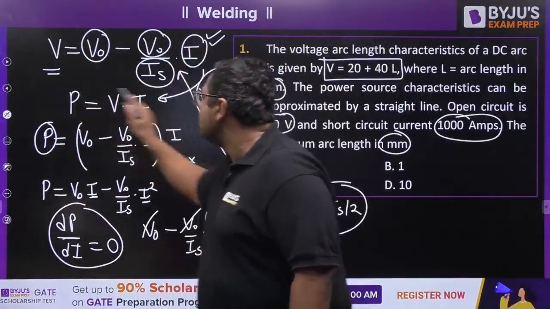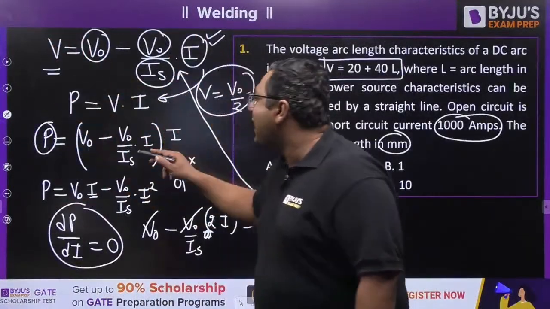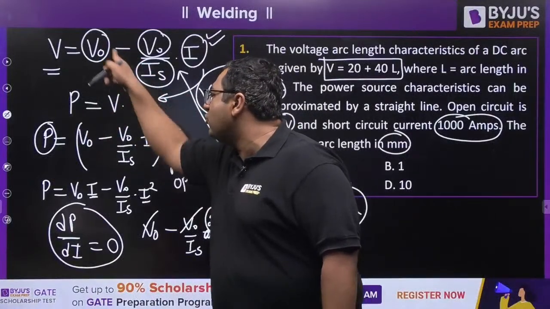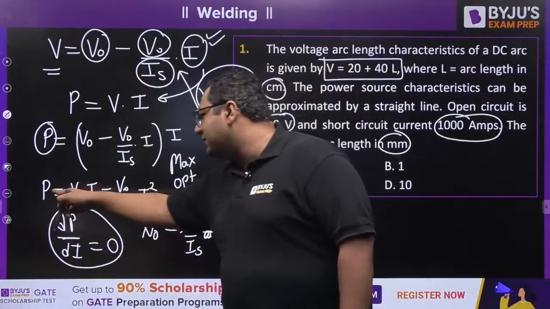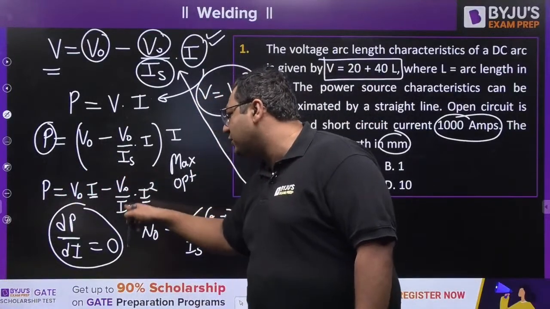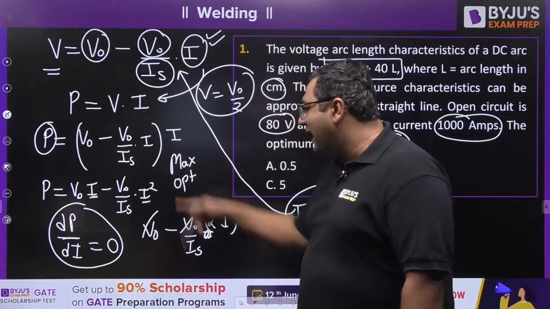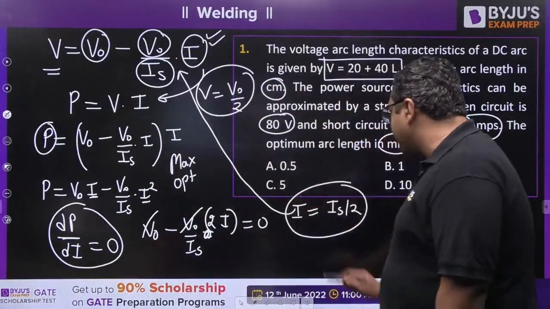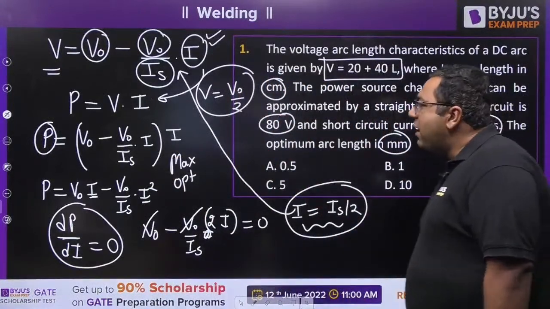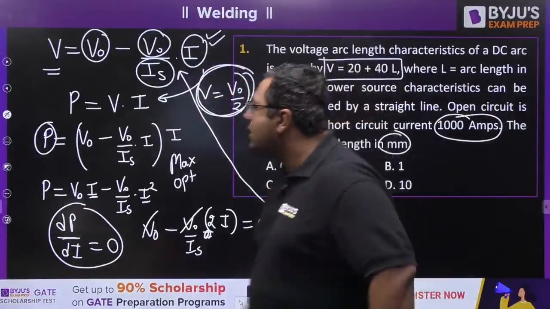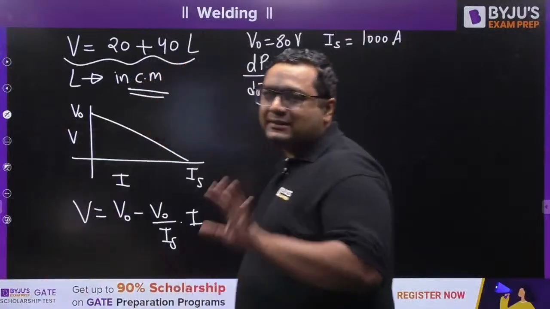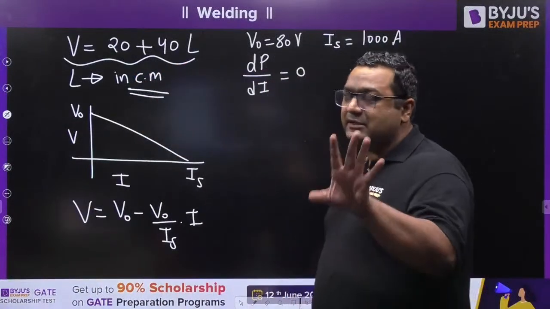The same procedure I have done. V was this, P was V into I. I kept the value of V. The equation came in terms of I, and I had the equation P equals V naught I minus V naught by IS into I square. From that, power will be optimum when I is IS by 2, and power will be optimum when V is V naught by 2. The same thing you will be doing. I am repeating this for you, otherwise there is no requirement.